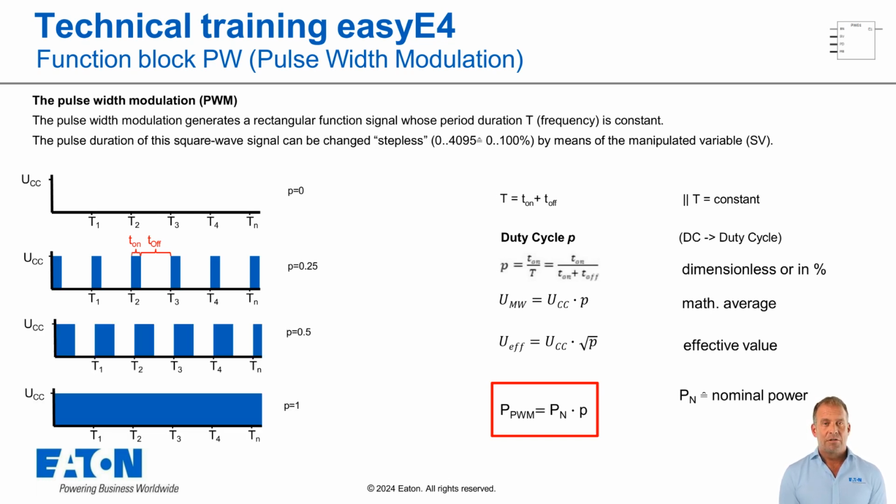If a duty cycle of 0.5 or 50% is set, the pulse and pause duration are the same. The practical thing about this is that the duty cycle makes it easy to determine the output power of a controlled consumer. If a consumer with a nominal power of 100 watt is controlled by means of pulse width modulation and the duty cycle is set to 50%, the output power corresponds to 50 watt. The selected period duration is not important and is chosen depending on the application.